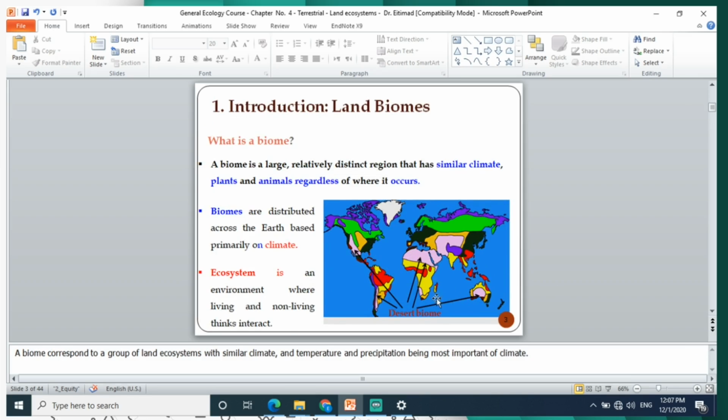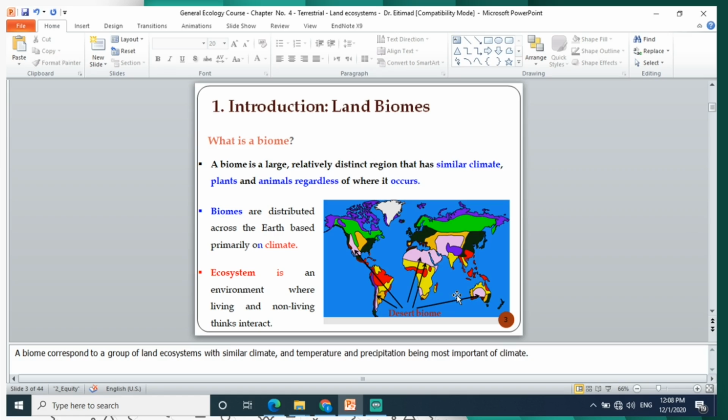A biome is a large, relatively distinct region with specific or similar climate, plants, and animals, regardless of where it occurs. Like here, a desert in Australia, in Africa, in South America, in North America, and in Asia. All of them are desert. We call it the desert biome. While an ecosystem is just an environment where living and non-living things interact.